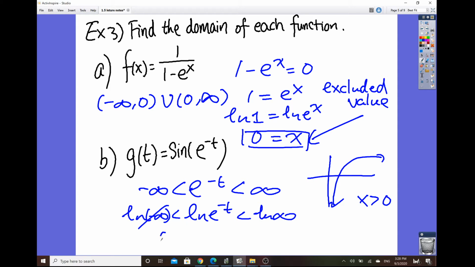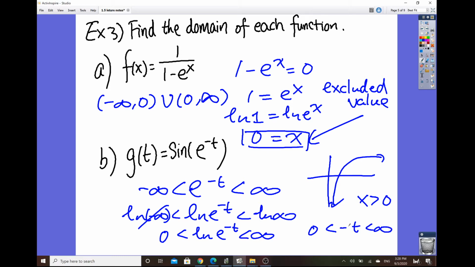You can say that 0 is less than natural log of e to the power of negative t. And now what about natural log of infinity? You can say that it's considered infinity. As you can see, x is greater than 0, so no matter what x value you go with, eventually it's considered infinity. And natural log of e to the power of negative t is always negative t. So 0 is less than negative t, which is less than infinity.